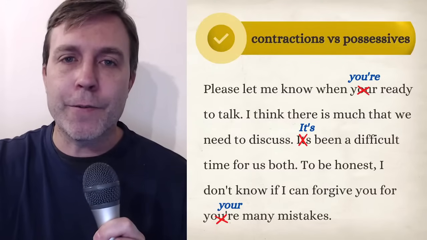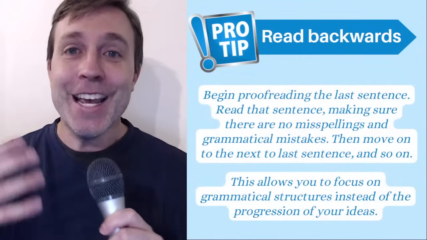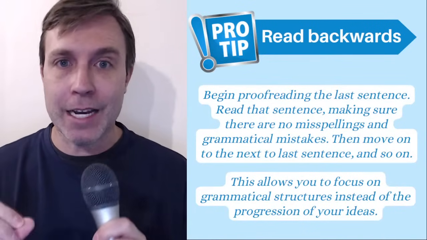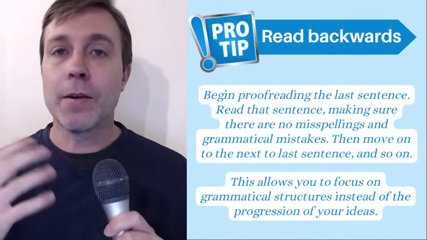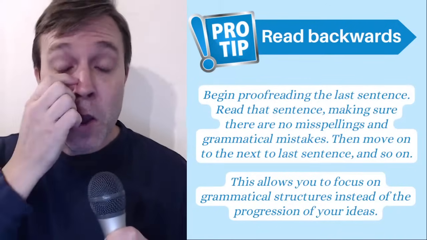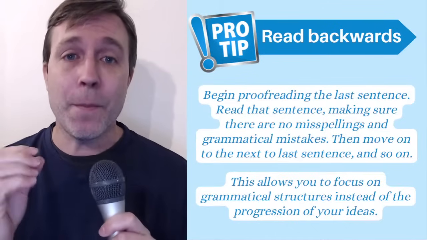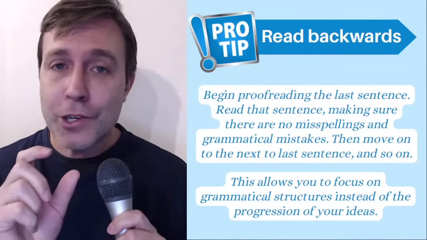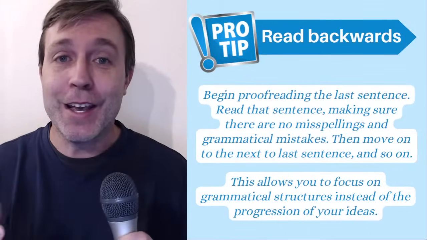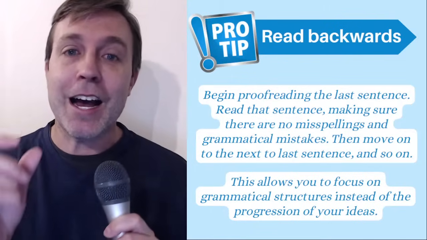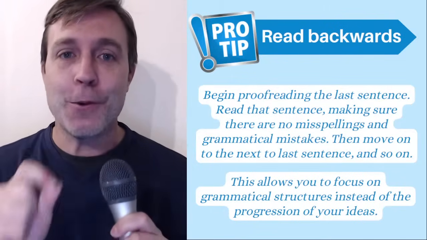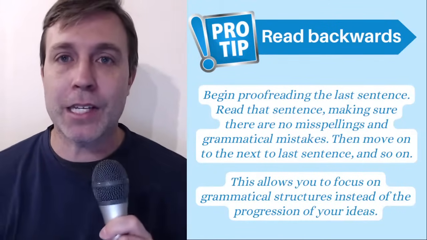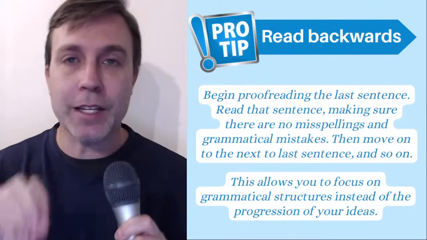So let's look at our first pro tip. If you are proofreading and you're trying to avoid some of the mistakes that I just talked about, subject-verb agreement, contractions versus possessives, one thing that you can do is read backwards. Now, when I say read backwards, let's say you write your email. I don't want you to start at the beginning, which is where naturally people start when they're proofreading. I want you to go to the very last sentence. Read that sentence, look for any grammar mistakes, spelling mistakes, and then when you're done, move to the second to last sentence.